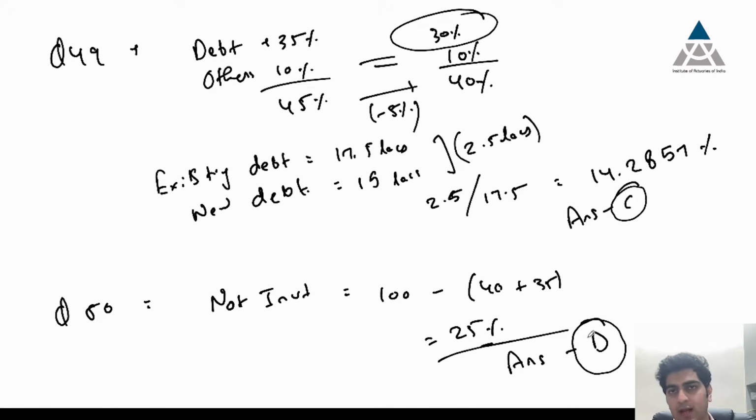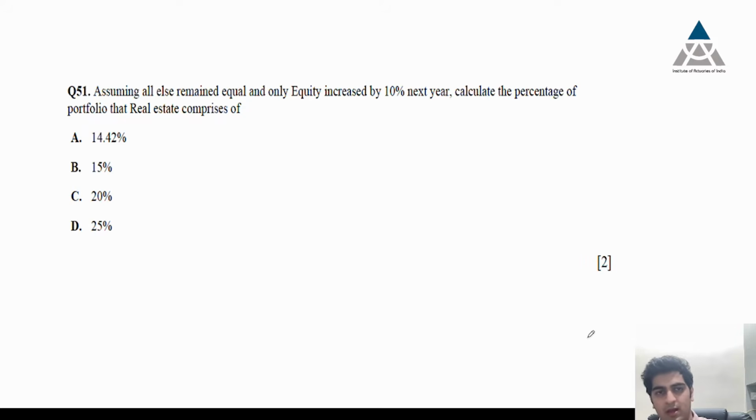So quite an intuitive one. So we are done with question 50, and now we have the one final sum of data interpretation from August 2025, which is this one. It says, assuming all else remained equal and only equity increased by 10% next year, calculate the percentage of portfolio that real estate comprises of. So this is one question which is easy again to get wrong. These 2 mark questions are like that, it's not difficult, but it's just easy to get it wrong because of some silly mistake or something like that.